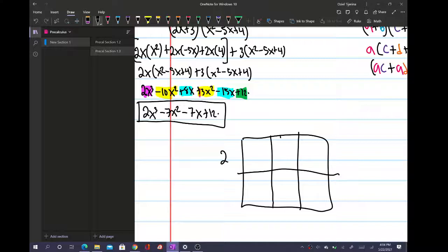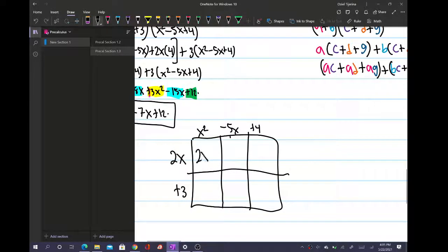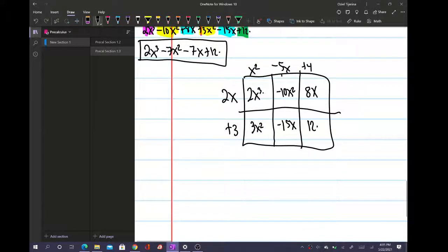You would put 2x and positive 3 here, and then you would put x squared minus 5x plus 4 here, right? So in reality, 2x times x squared, that's 2x cubed. 2x times negative 5x is negative 10x squared. 2x times 4 is 8x. 3 times x squared is 3x squared. 3 times negative 5x is negative 15x, and then 3 times 4 is 12. So you would say 2x cubed minus 10x squared plus 8x plus 3x squared minus 15x plus 12.